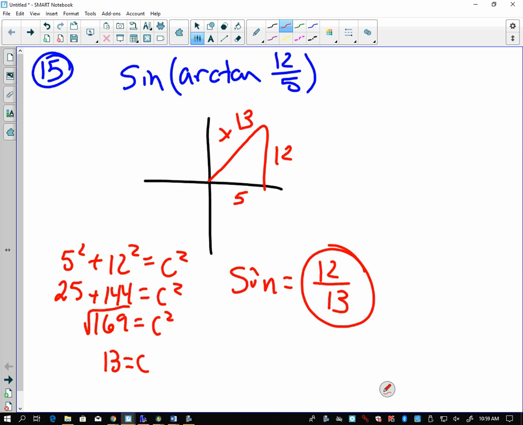Do we understand the process? Okay, take your arctan, go ahead and find out where that's positioned. Look at what I'm looking for, which in this case is sine. Understand what that trig function is actually using, right? If there's a missing part, we're going to need to find that. We can use Pythagorean theorem to find that. Yeah, David?